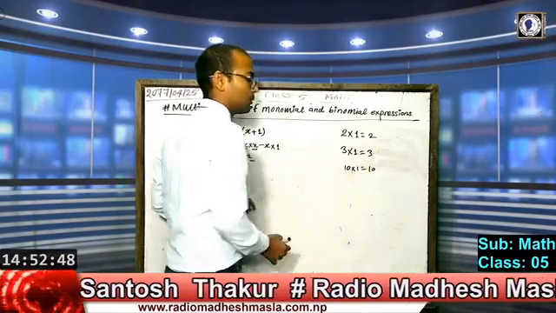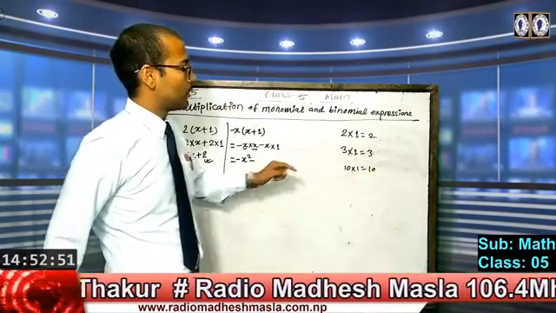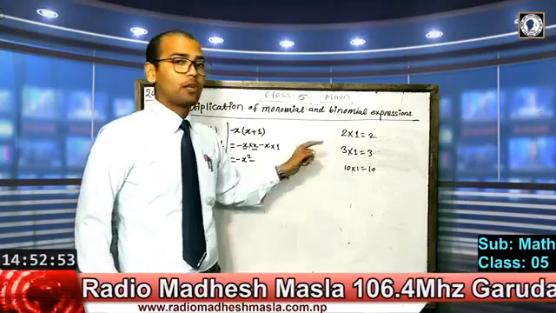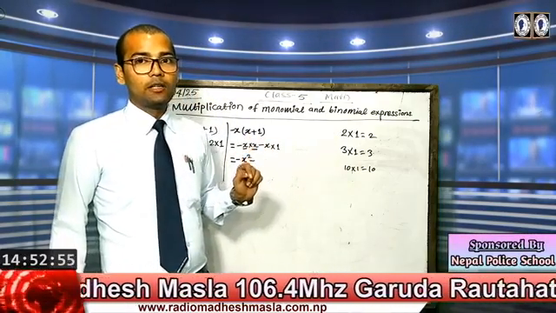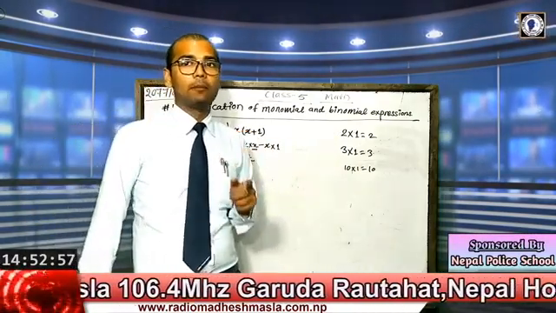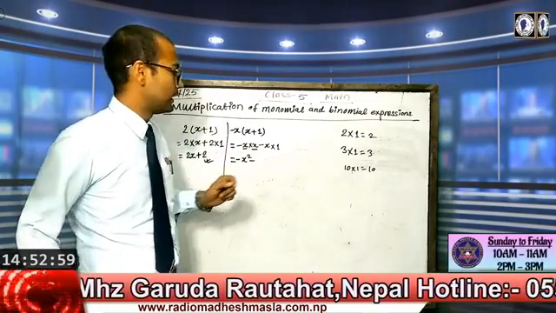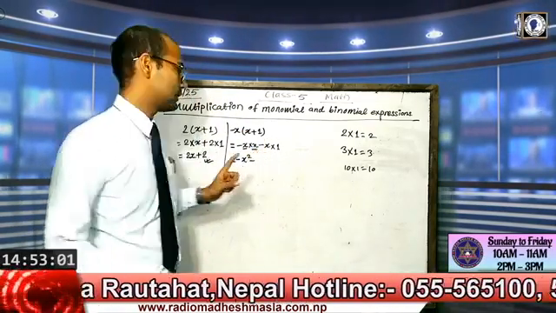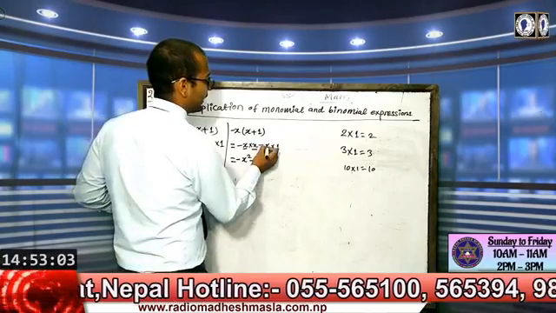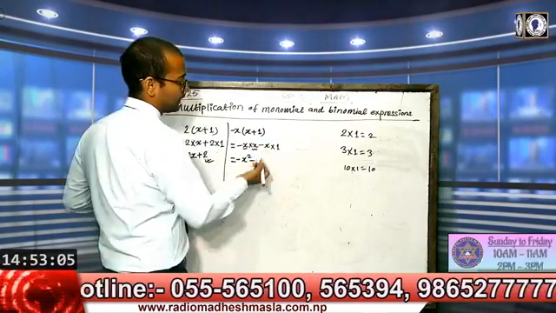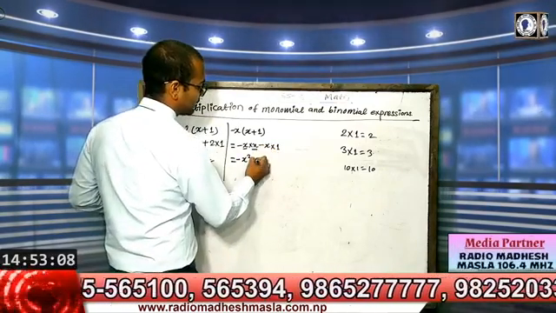So friends, what we found is that if we multiply any number by 1, our answer would be the same number. So here when we multiply x by 1, our answer would be the same. So our answer would be x.